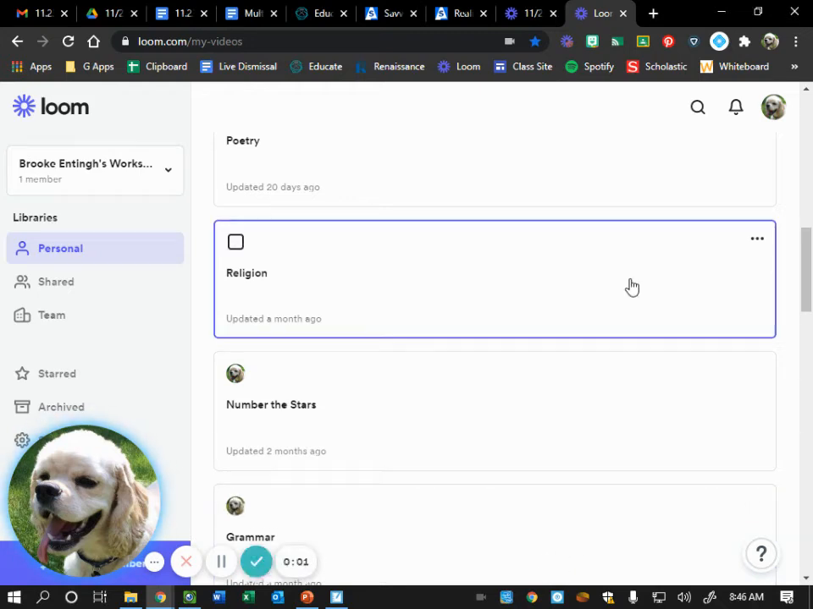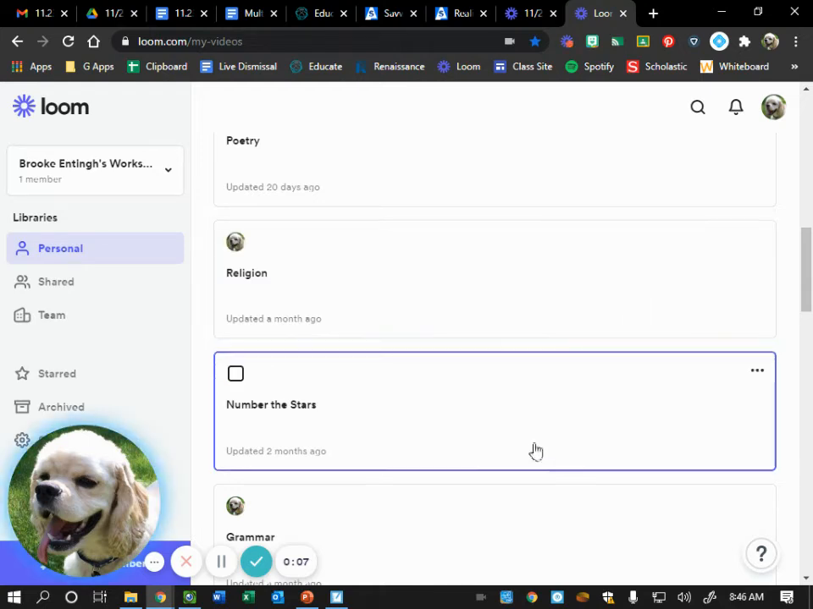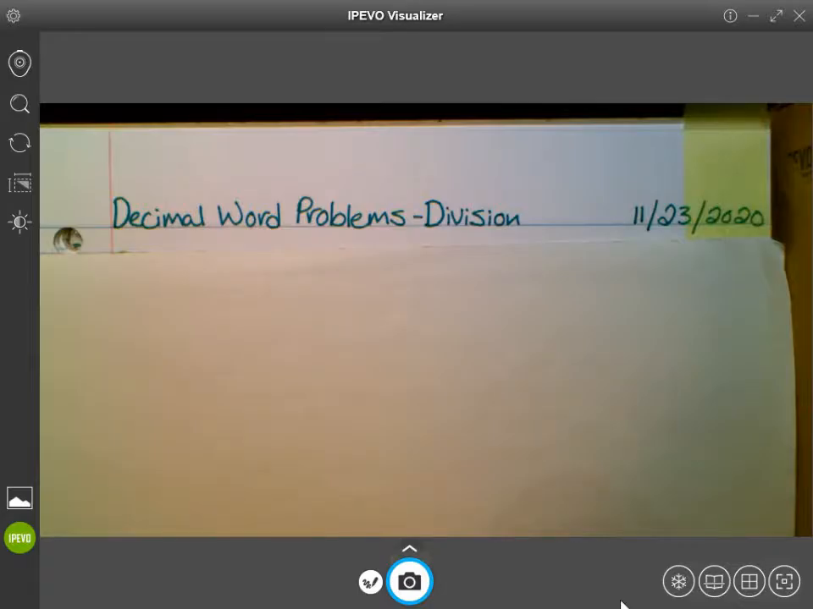So we are open to the next clean page in our math notebooks. We are ready for today's notes. So today, 5th grade, what we are doing is we are reviewing decimal word problems with division. We're going to be working on 2 word problems in our notebooks today. We're going to title today's notes, Decimal Word Problems Division, and we are writing today's date of 11/23/2020.